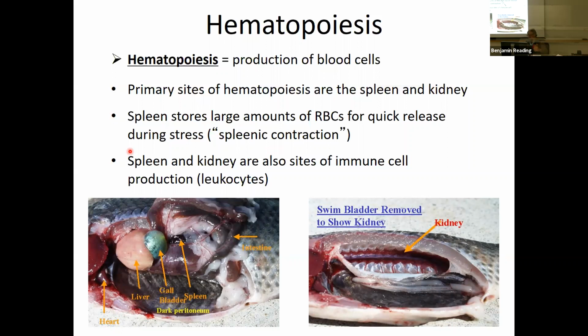We cannot do that. The spleen and kidney also are the sites then of immune cell production, the leukocytes, as well as the erythrocytes, the red blood cells. So again, if you answer bone marrow, you're wrong. It's a major difference here between fish and mammals. They produce it in these organs here. They don't really have bone marrow.